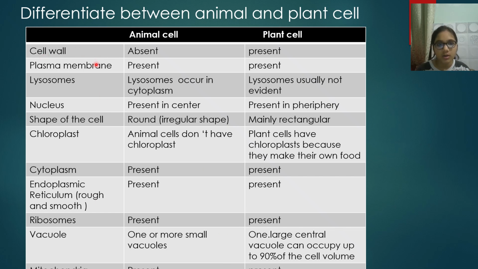Now the cell wall. If we see the cell wall, it is absent in the animal cell. We saw that in the animal cell the cell wall is not present, it is absent. In the plant cell it is present. The plasma membrane is present in both plant and animal cells.